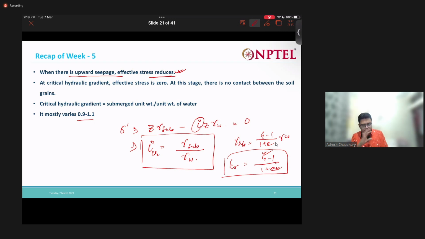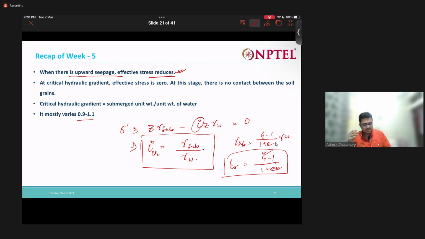So we need to choose our soil and compact that soil in such a way that there is no chance of reaching the critical hydraulic gradient. If this critical hydraulic gradient is reached, then our effective stress will become zero and the soil cannot take any more stresses. It will just keep on flowing. This is known as the quicksand condition or boiling.